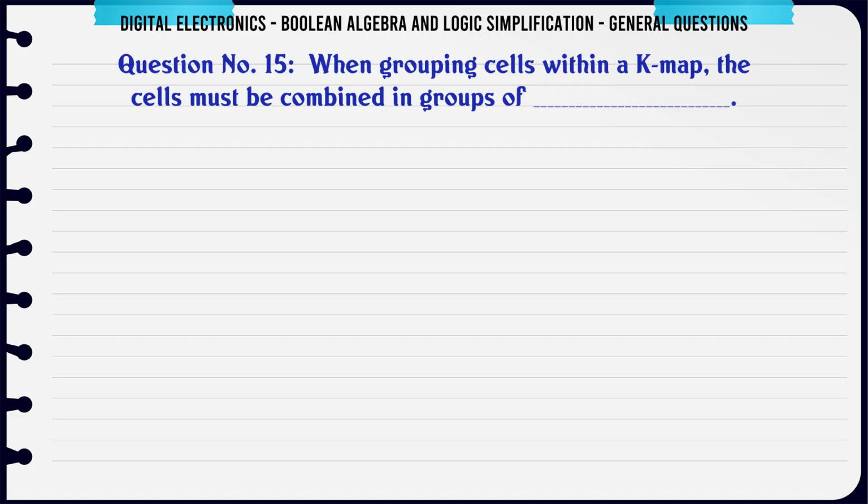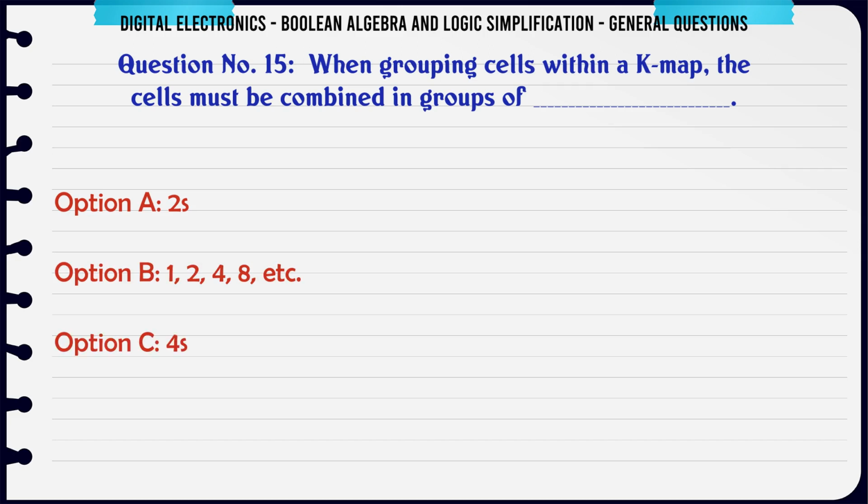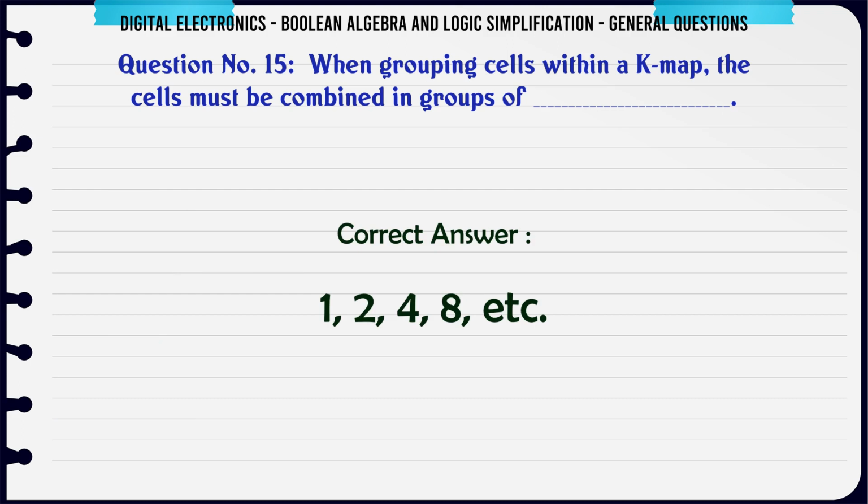When grouping cells within a K-map, the cells must be combined in groups of: A, 2s; B, 1, 2, 4, 8, etc.; C, 4s; D, 3s. The correct answer is 1, 2, 4, 8, etc.